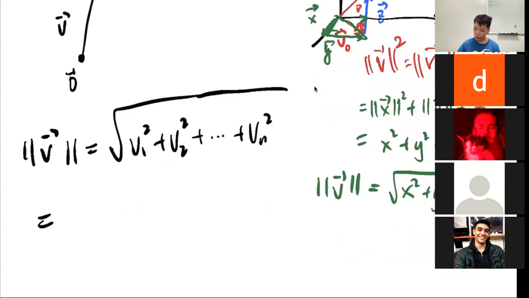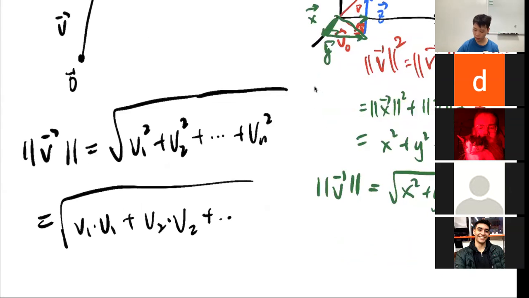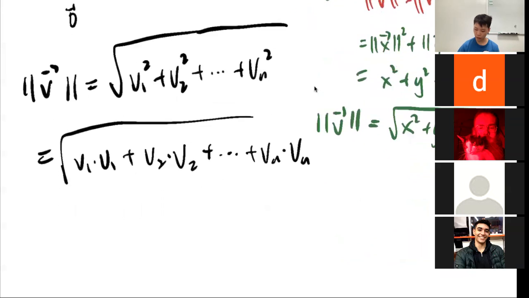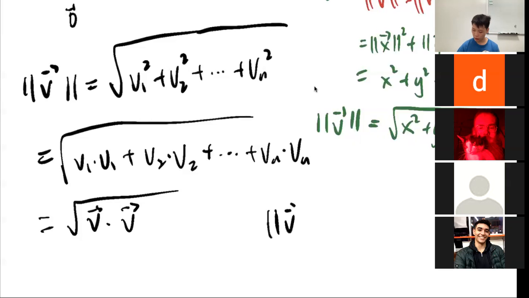If we notice, what is v1 squared plus v2 squared plus ... plus vn squared? This is just v1 times v1, v2 times v2, ..., vn times vn. Well, this is another way of writing v dot v. So in general, when you talk about the length of a vector v, you talk about the square root of the dot product with itself.